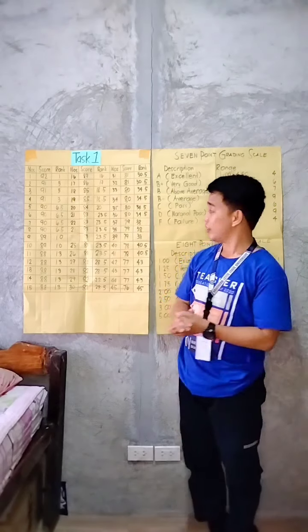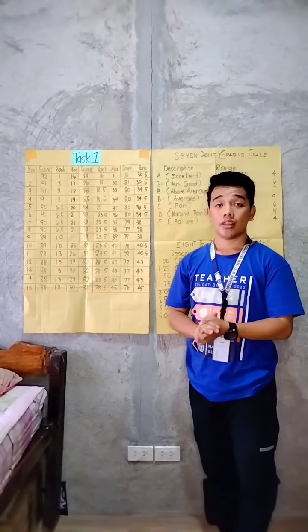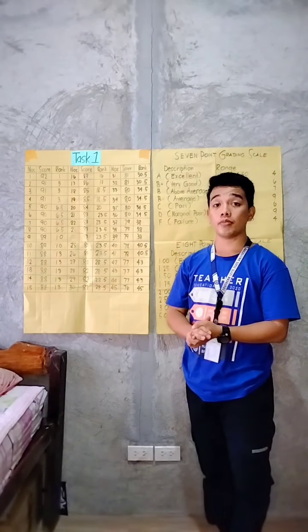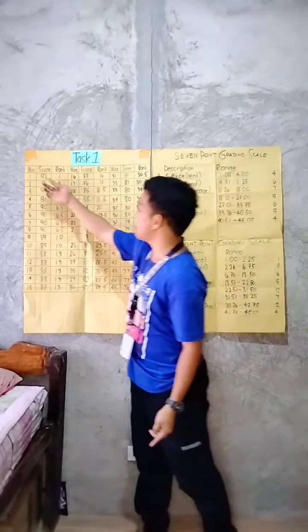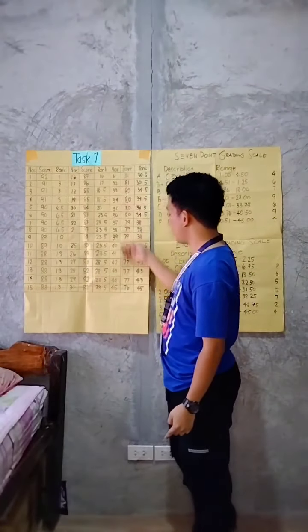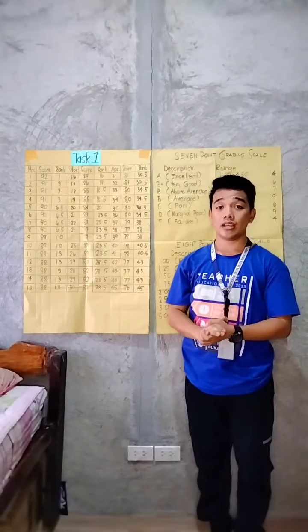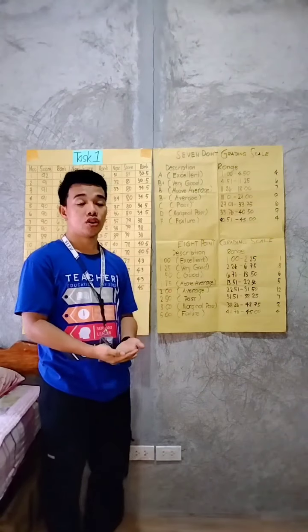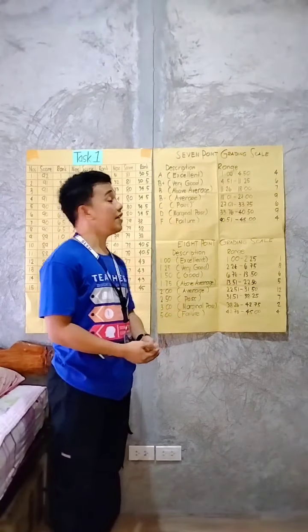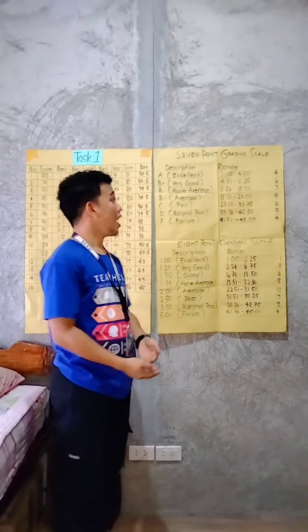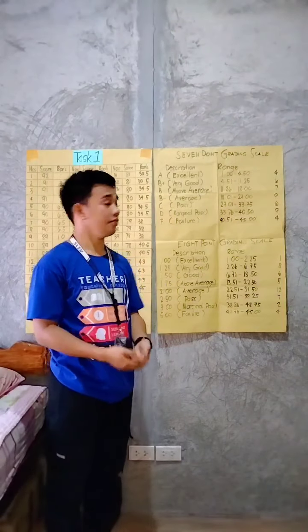Today, I'm going to present our final output for our course Assessment in Learning 1. For task 1, I arranged the grades of the Grade 5 students from highest to lowest to determine their rank. For the 7-point grading scale, I have here the description.